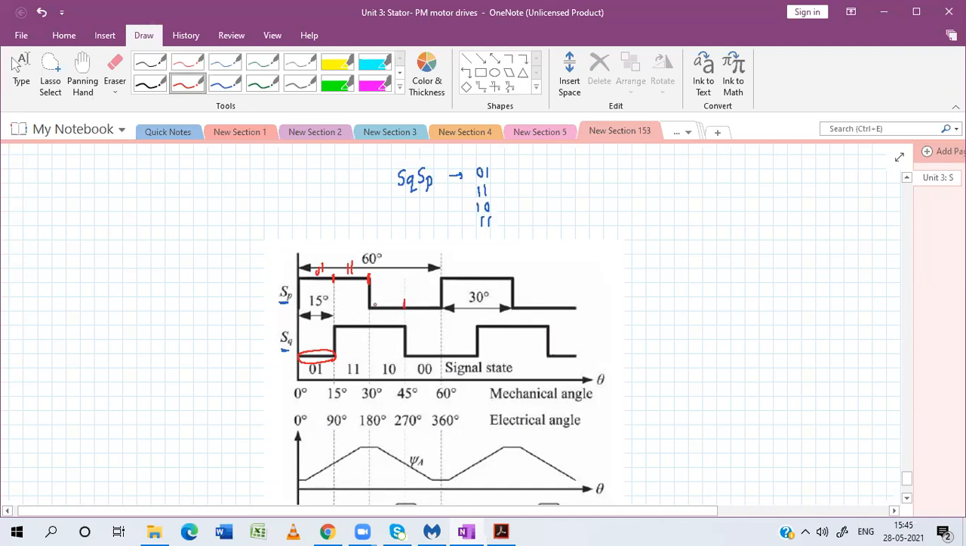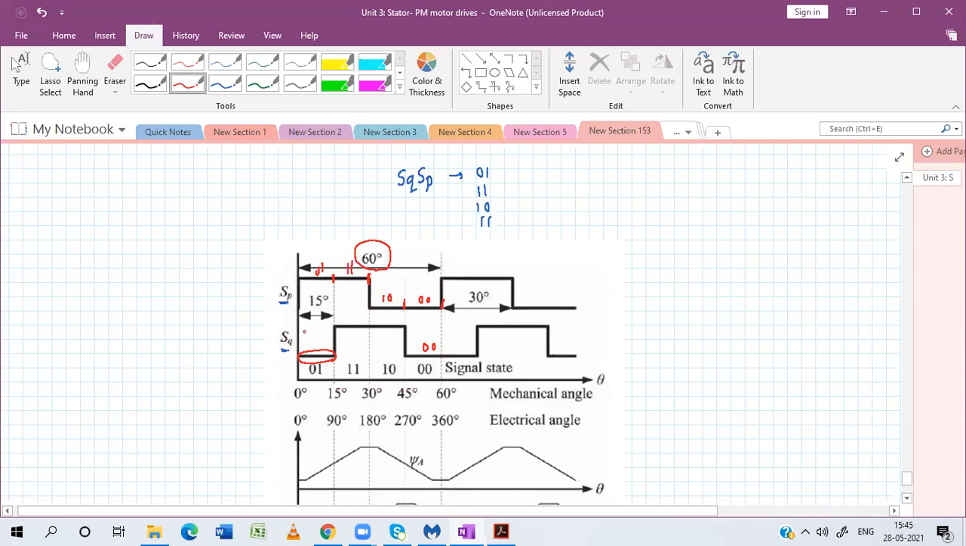Again after 15 degrees, what happens? P is 0 and Q is 1, so it is 1, 0. And after 15 degrees, both are 0, so it is 0, 0. So we can say that one cycle of this optocoupler is completed at 60 degrees, 15 into 4. In mechanical angle it goes 0, 15, 30, 45 and 60 degrees. So here one cycle of SP and SQ is completed.